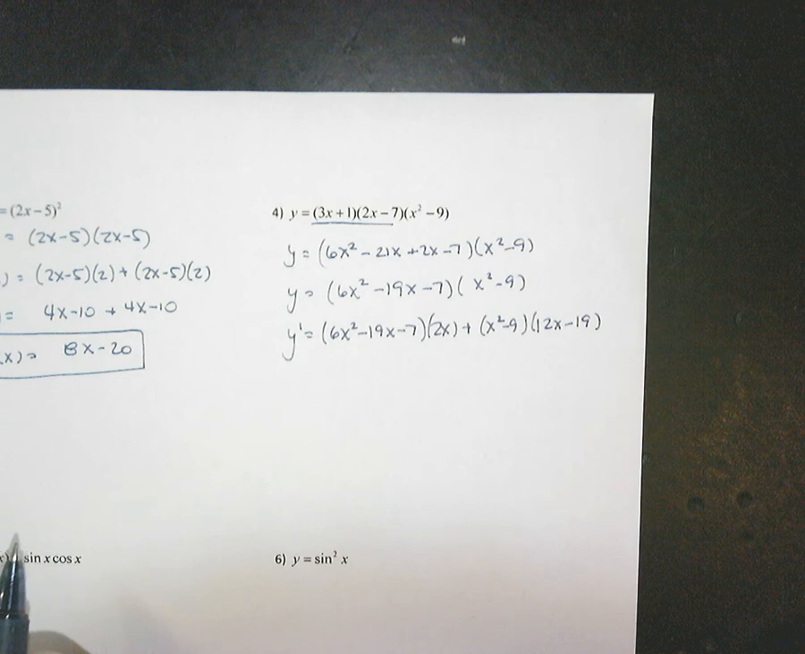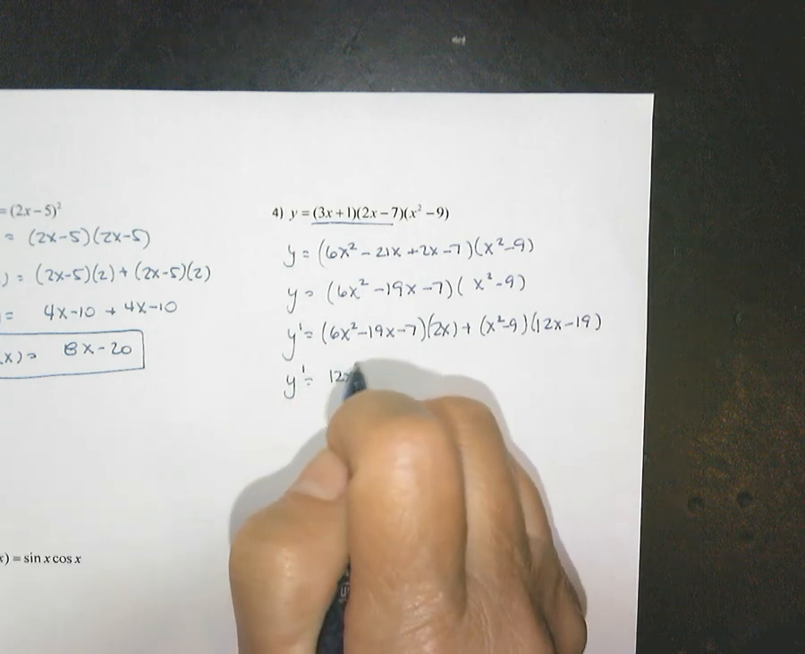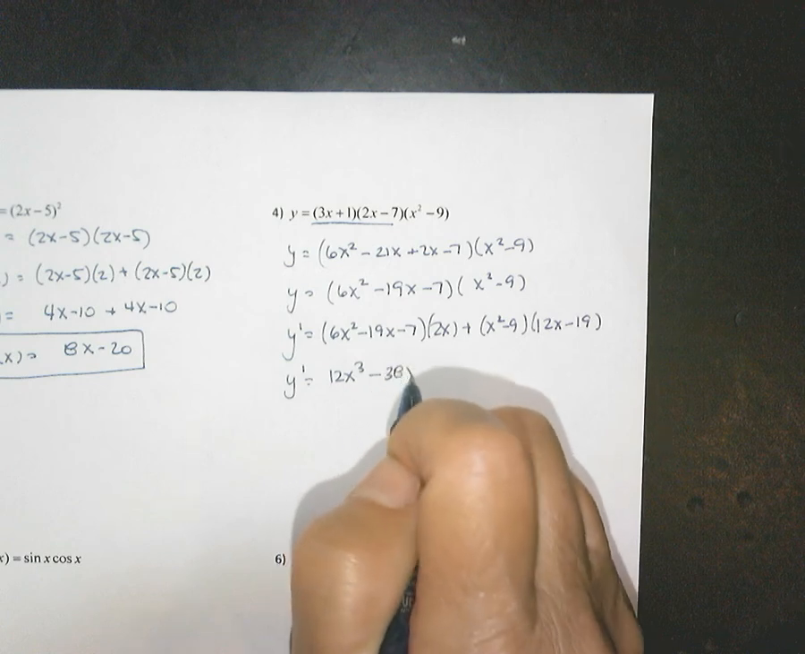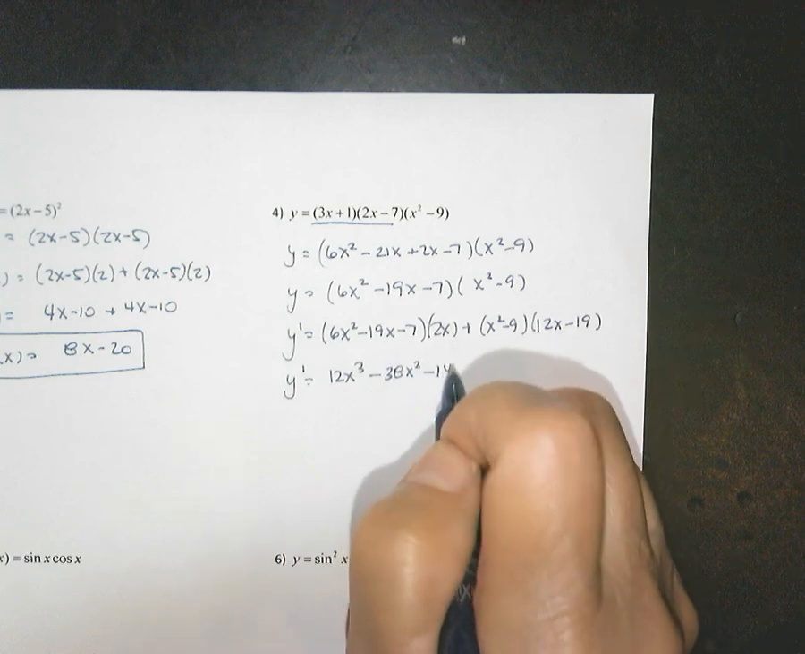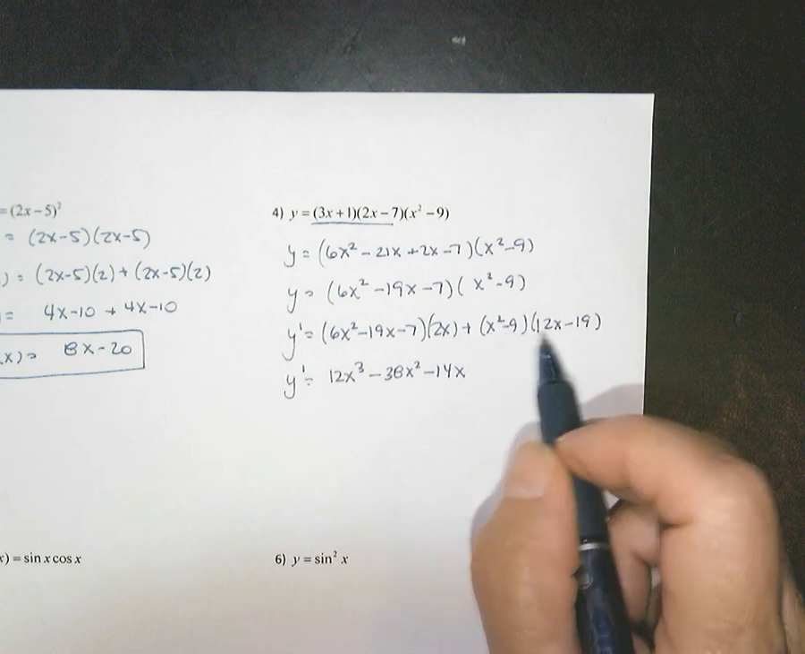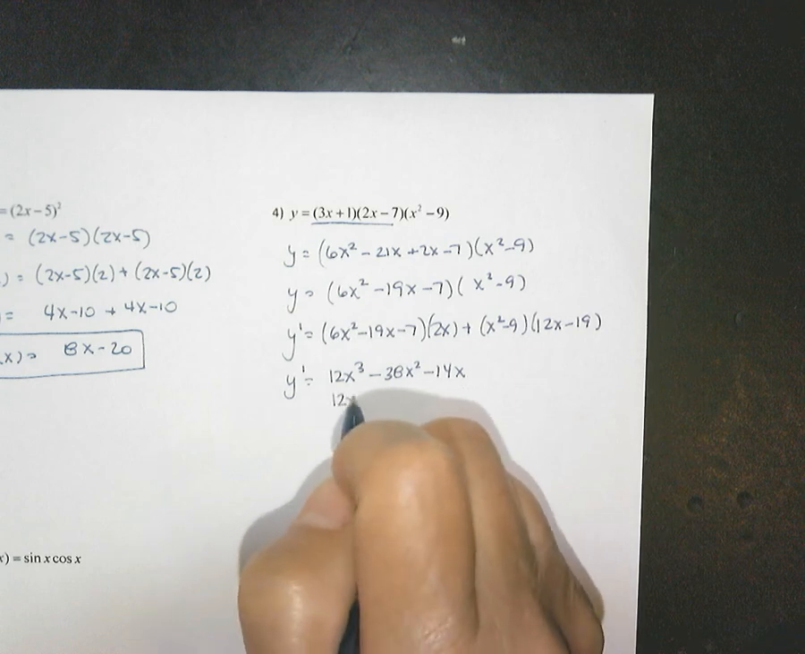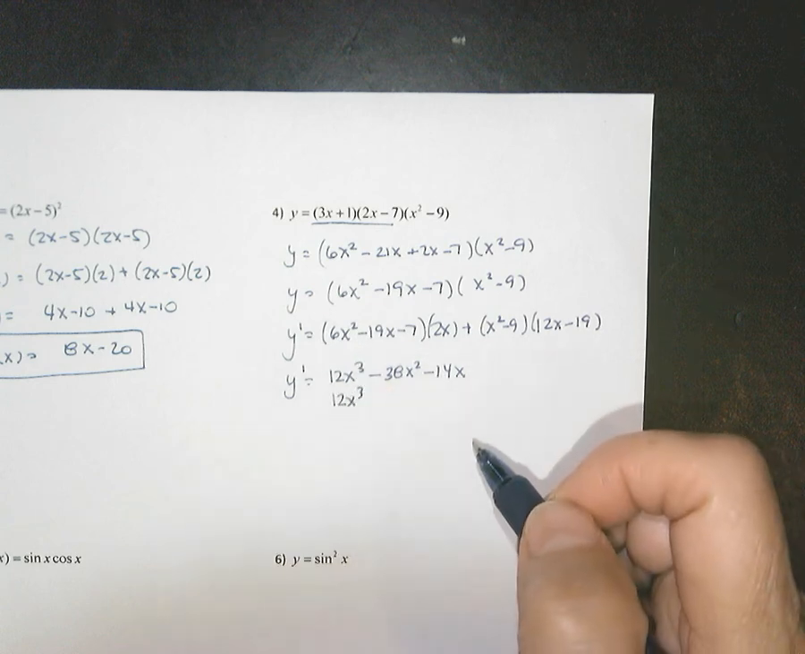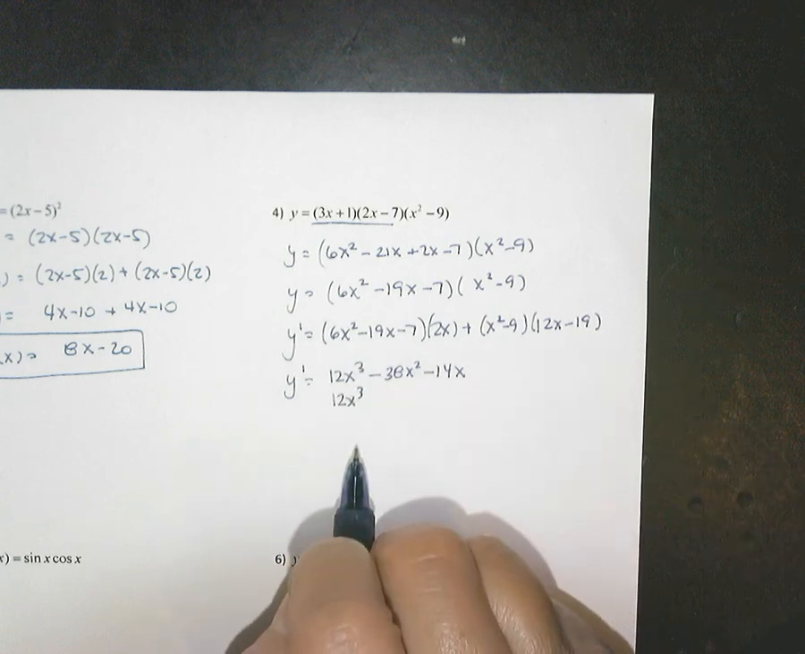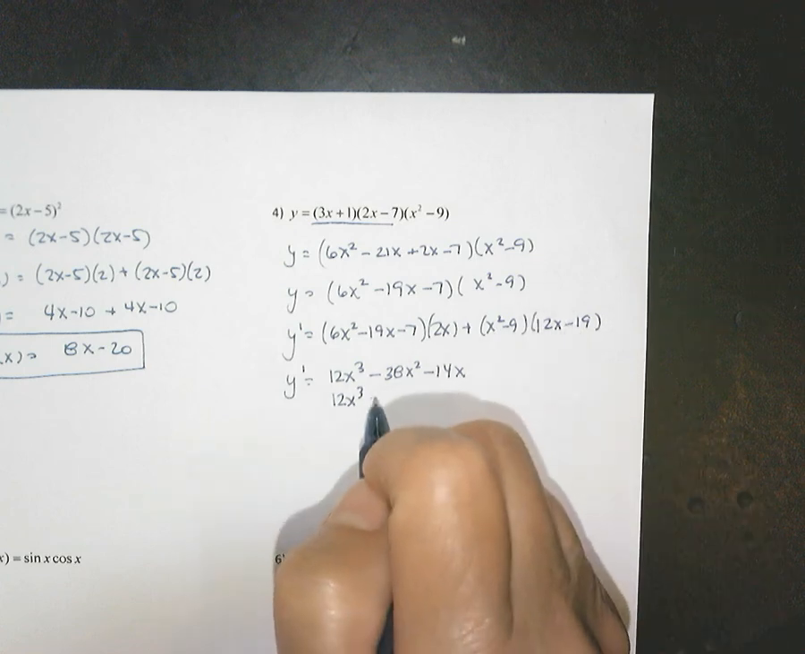I'm going to multiply everything together. I've got y prime equals 12x cubed minus 38x squared minus 14x. Then I've got x squared times 12x, so that's going to be 12x cubed. This is where I'm going to go ahead and put the 12x cubed right below. I've got place values. It's going to be easier. I'm not going linear. Then I've got x squared times negative 19 gives me negative 19x squared.